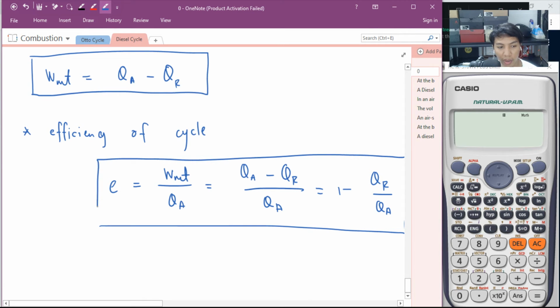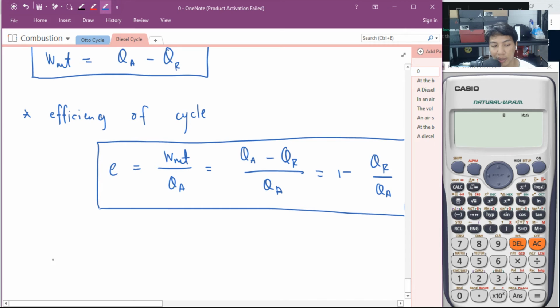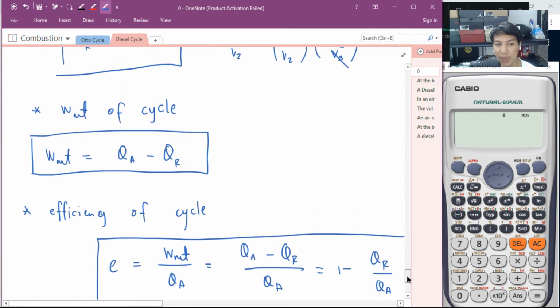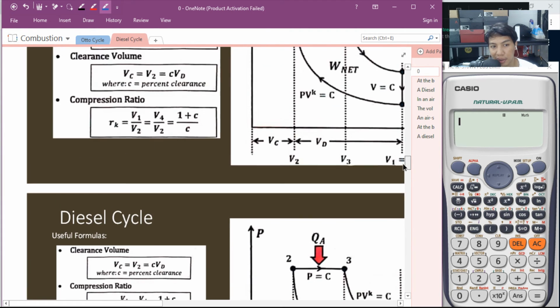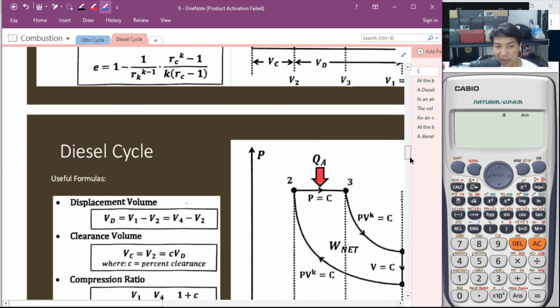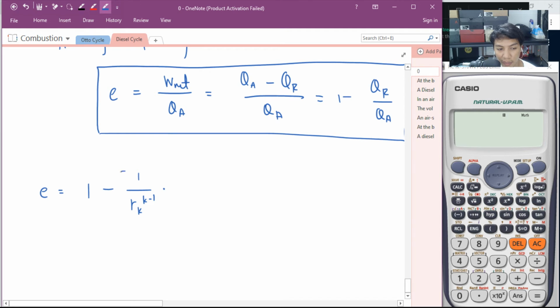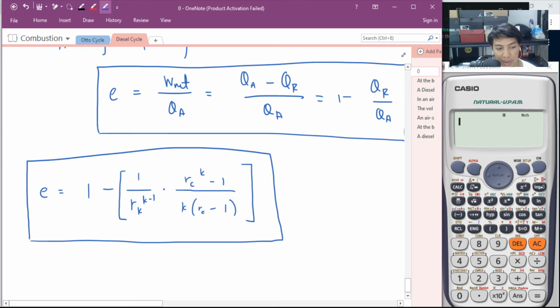But how about gagamitan natin ng compression ratio and expansion ratio? Ganito po. Tandaan mo parati si 1 minus 1 over RK raised to K minus 1. Tandaan mo parati, unang-una dyan, sino po? Sir, ang tatandaan ko po dyan is auto cycle. Di ba nauna si auto cycle? Idadagdag mo na lang. Ano ba mga nadagdag dyan? Ang nadagdag po dyan is si RC. Multiply mo dito, nasa taas yan. Si RC raised to K minus 1 over K times RC minus 1. Nasa taas kapag nasa taas din ang K, pag nasa baba ang K. Ganun lang po natin siya tatandaan. That is now the efficiency of the cycle.